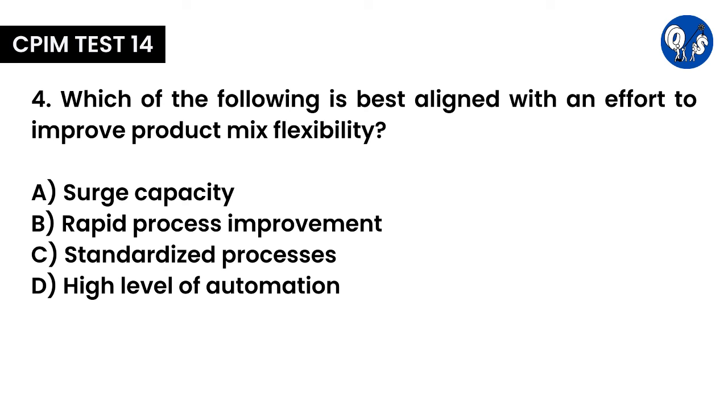Question number 4. Which of the following is best aligned with an effort to improve product mix flexibility? A. Surge capacity. B. Rapid process improvement. C. Standardized processes. D. High level of automation. Here the correct answer is C.